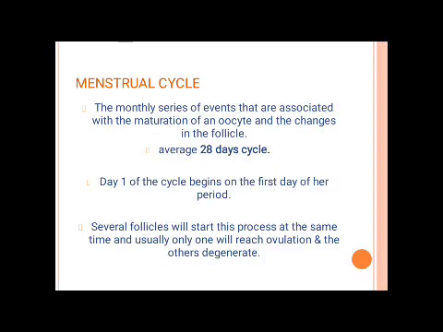First one, here, one important topic, that is the menstrual cycle. What do you mean by menstrual cycle? It occurs in females. It is a monthly series of events that are associated with the maturation of an oocyte and the changes in the follicle. On average it is 28 days, and day one of the cycle begins on the first day of our period. Several follicles will start this process at the same time, and usually only one will reach ovulation and the others degenerate.